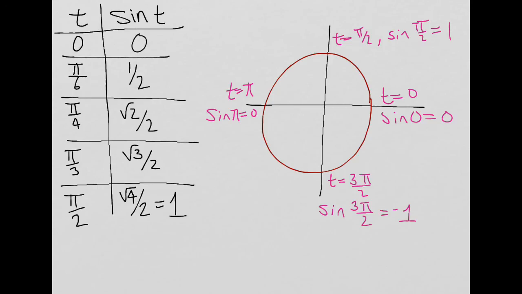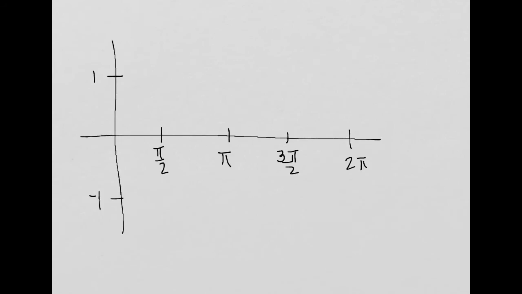From what we saw here in this circle, at pi over 2, sine goes to 1. Sine of 0 is 0. Sine of pi, we were back to 0. 3 pi over 2 goes down to negative 1. And 2 pi goes back to 0. Now you can plug in some test points in between these to get an idea of the shape of the graph. Your book does that for you, gives you a lot more points than I've done here.